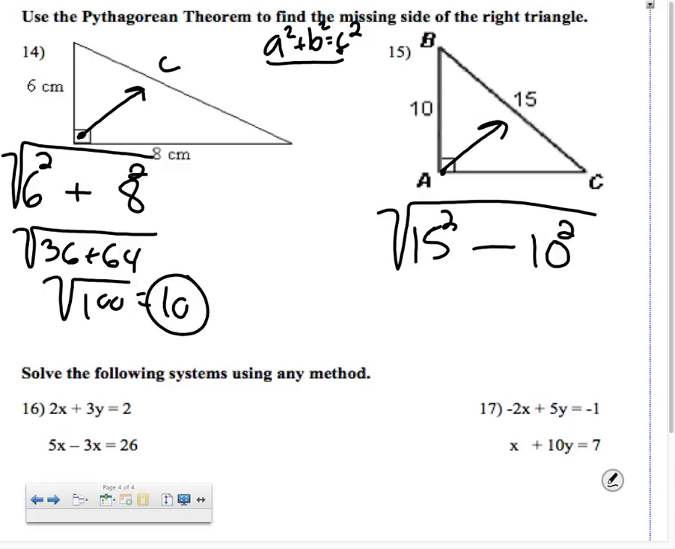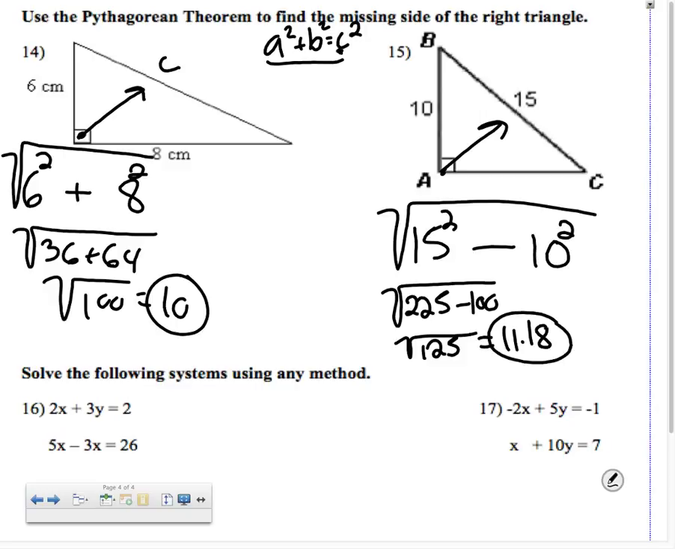So if we go through this here, 225 minus 100, which is 125, which is 11.18 when you square root it. So again, these revolve around 3 steps for both types: square, add or subtract, and then root. If you know your c, you subtract. If you don't know your c, you add.